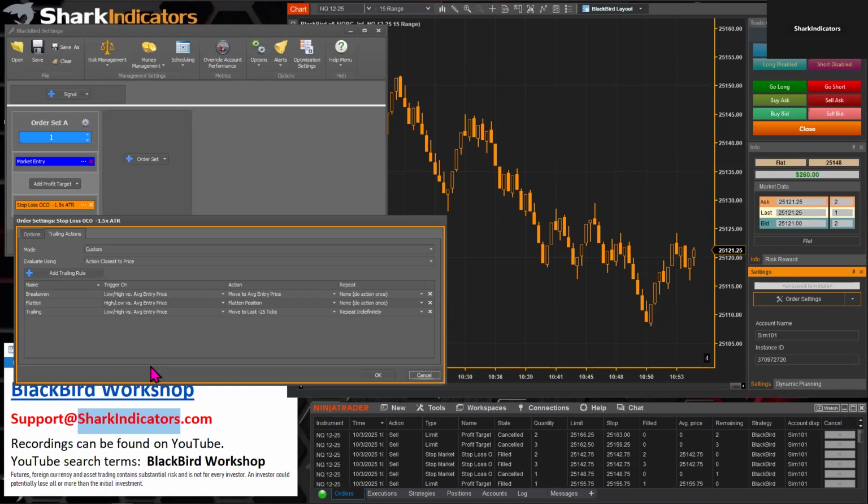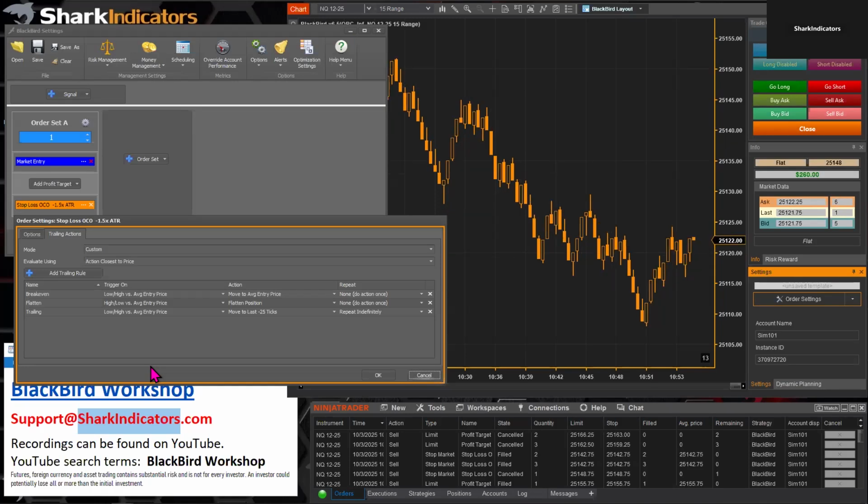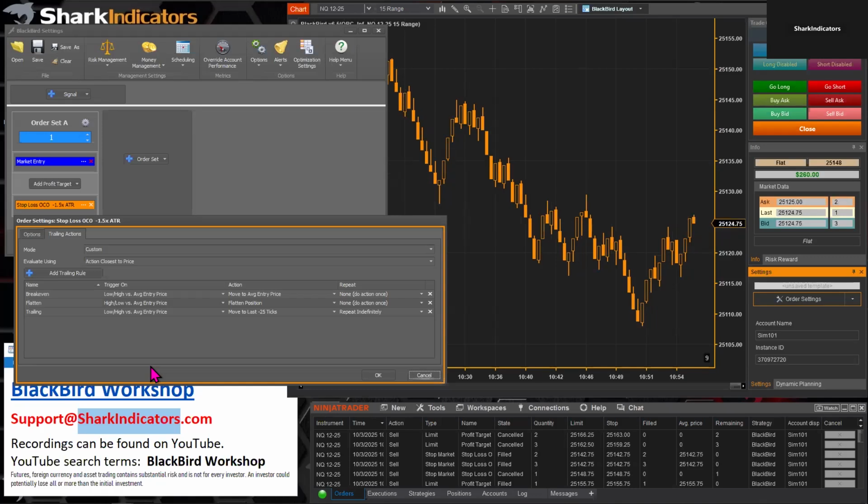So, a little technical note here. Freddie wants to make sure that the stop loss moves to break even and starts trailing based on the candle low, or the bar low, on bar close. So you can't mix and match that stuff there. NinjaTrader doesn't allow you to mix and match.